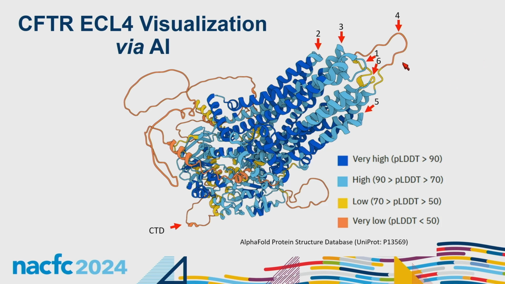But the AI also said the confidence is less than 50%. And also the AI cannot tell us whether it is important for CFTR expression or not. So we turn to other tools to understand more about ECL4.